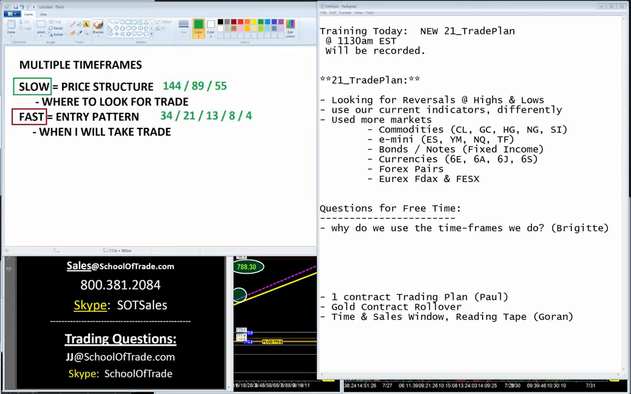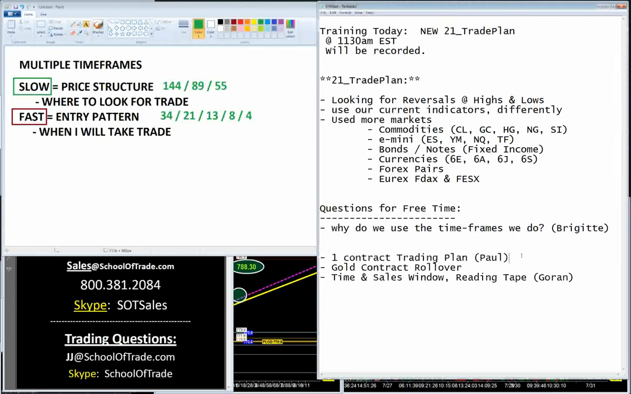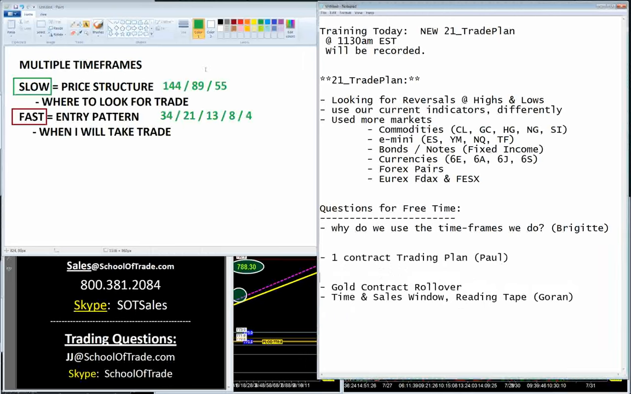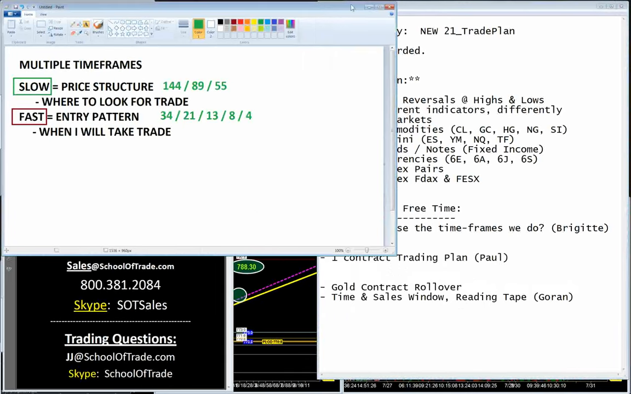Next question, one contract trading. Had a question about one contracts. And one contract trading, of course, another really important part of our methodology. One contract trading is, in my opinion, the most important thing for new traders. I don't care if you've got $1,000 or $10,000 in your account, I'm still going to recommend you begin with the basic strategy with one contract.